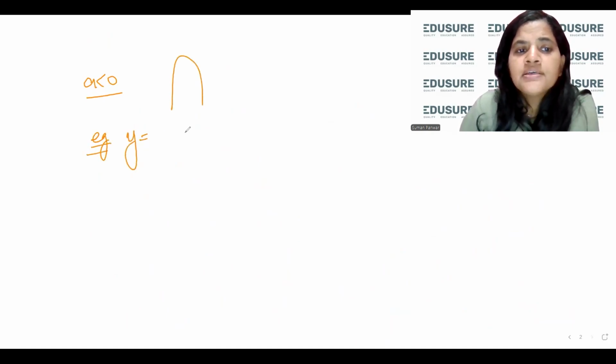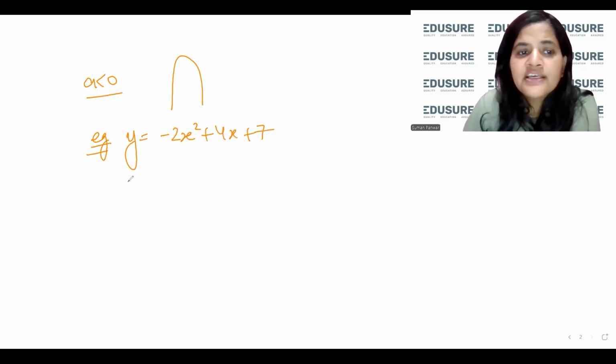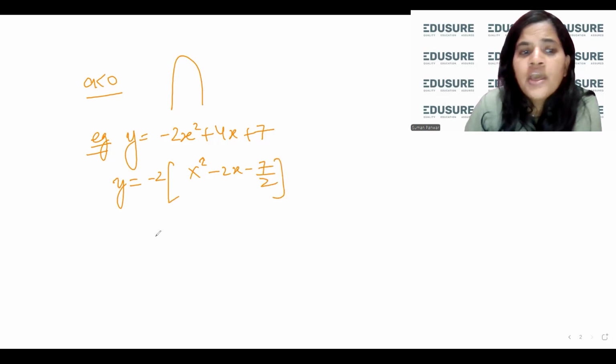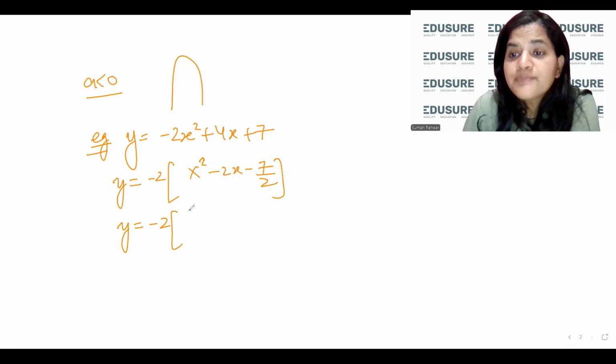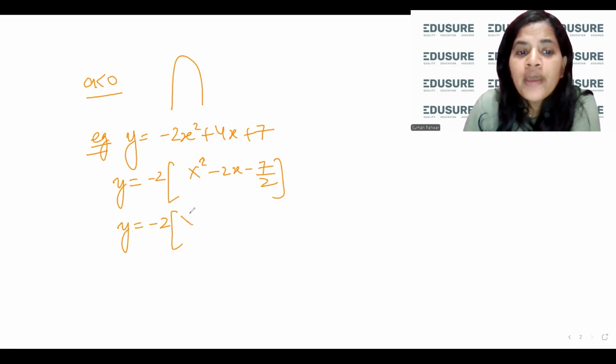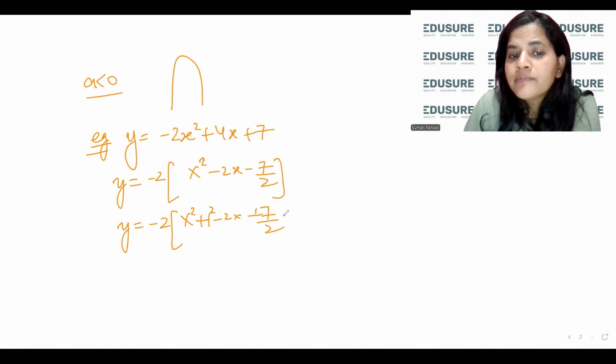So the example is y is equal to minus 2x square plus 4x plus 7, something like this. Then let's take minus 2 common. So it is going to be x square minus 2x minus 7 by 2. Then take the coefficient of x, which is minus 2. So take its half irrespective of the sign, which is 1. Square it, and then subtract the square.